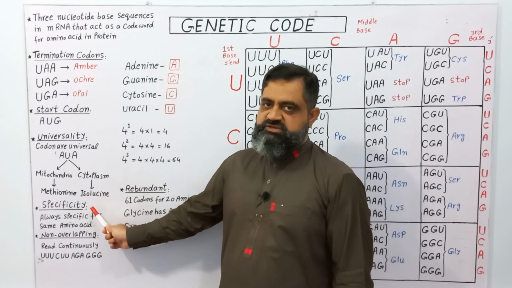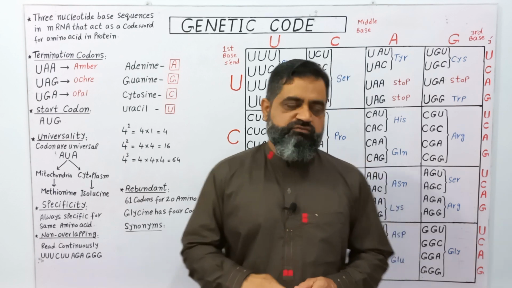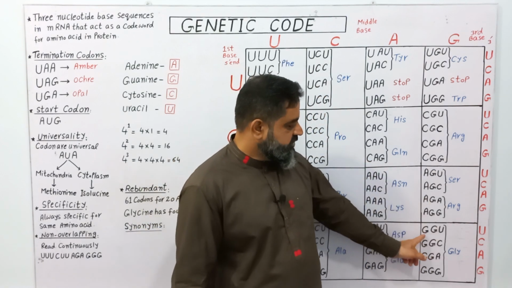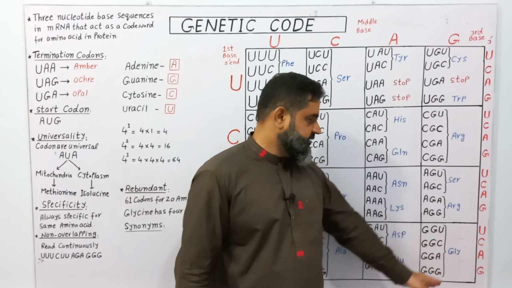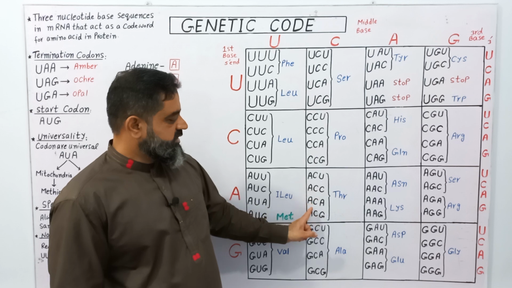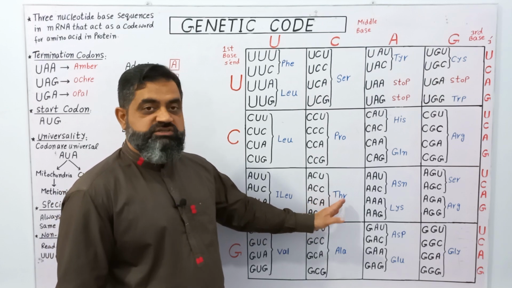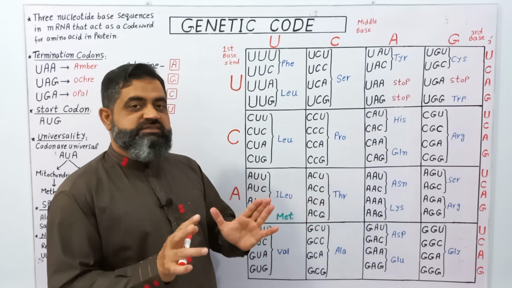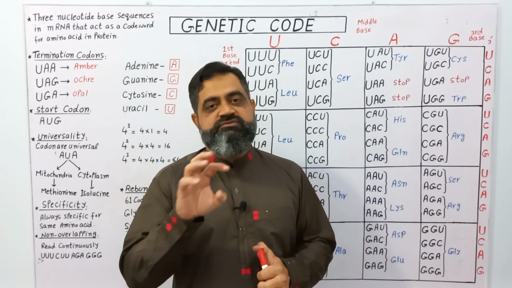They are very specific. If we look at their specificity, they are always specific for the same amino acid. If we look right over here, GGU, GGC always represent glycine. If you look here, ACU, ACC, ACA, ACG always represent threonine, which is an amino acid. So each genetic code is always specific for a specific amino acid.